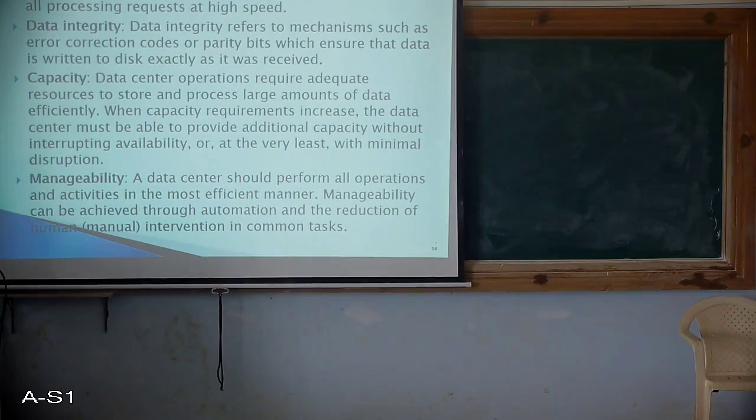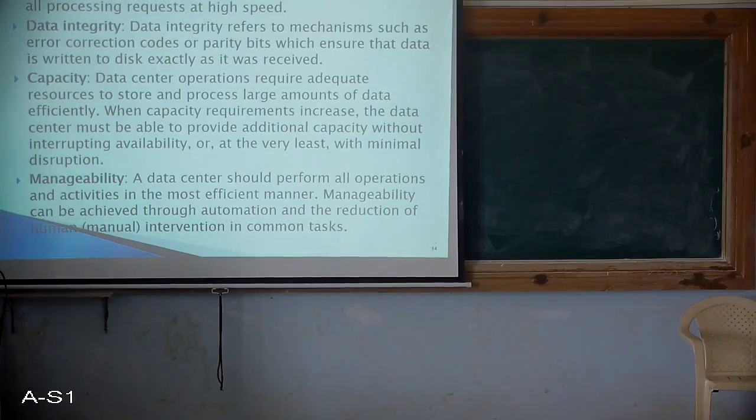Continuing with this, the next characteristic we can consider is capacity. Data center operations require adequate resources to store and process large amounts of data. When capacity requirements increase, the data center must provide additional capacity without interrupting availability, or with minimal disruption. Capacity may be managed by reallocating the existing resources or by adding new resources. So increasing the capacity depending on the requirement is also a key characteristic of a data center. These are the major characteristics.